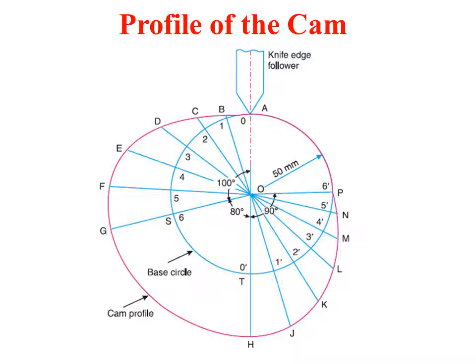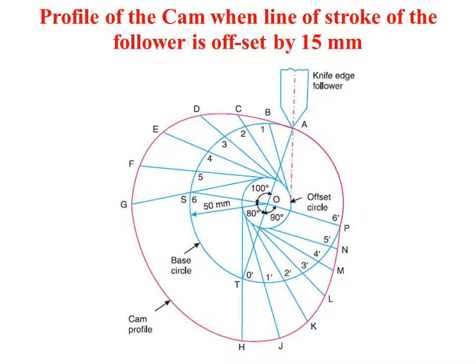So this is the cam profile, that is A, B, C, D, E, F, M, N, P. This represents the profile of the cam when the axis of the follower and axis of the cam are in line. Next, let us see the profile of the cam when the line of stroke of the follower is offset by 15 mm. As mentioned earlier, they have not mentioned the direction of the offset, so we'll assume that it is on the right side. The same procedure.